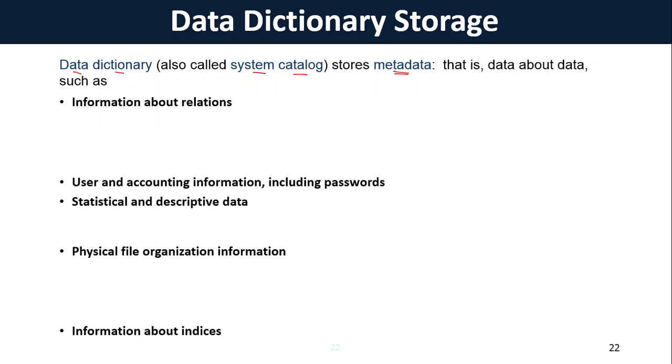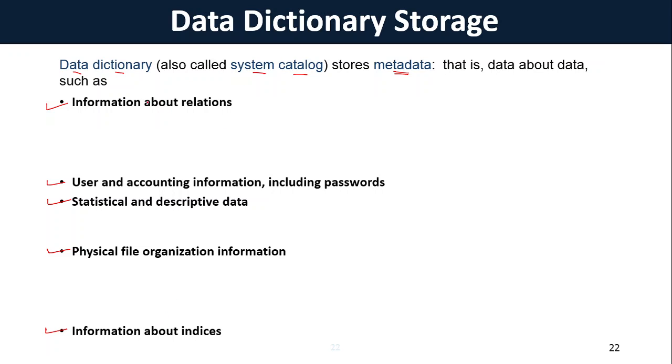For example, the data dictionary is storing the information about relations. It is storing the user and account information, including passwords. It is also storing statistical and descriptive data, physical file organization information, and information about the indices that are being used. All this information, or similar information, which narrates something about the actual data that is being stored in the database, is stored in this data dictionary. So all these different forms of data are metadata, right? This metadata is stored in the data dictionary or system catalog.